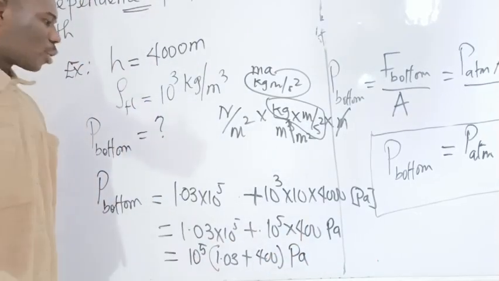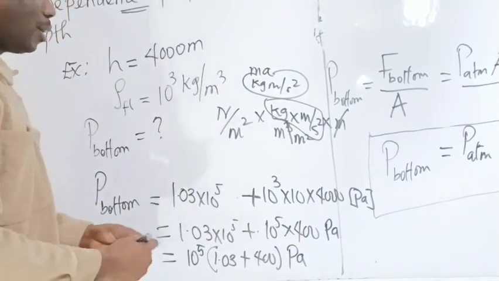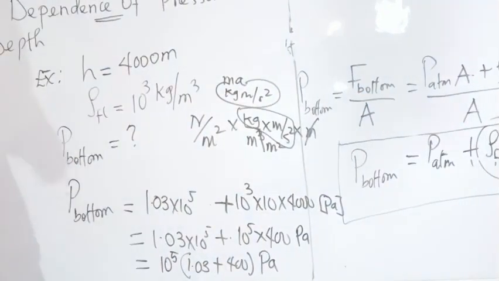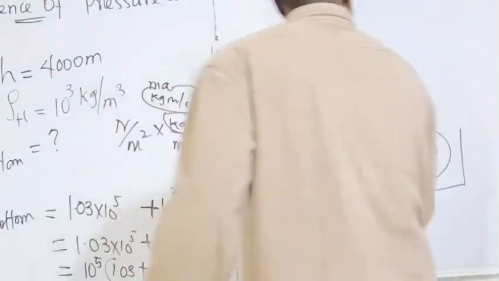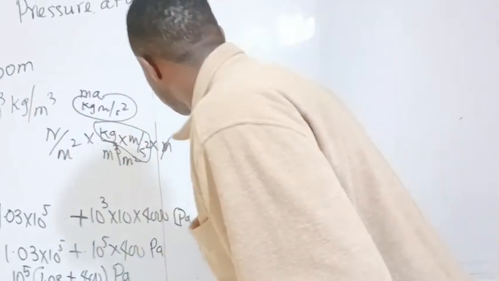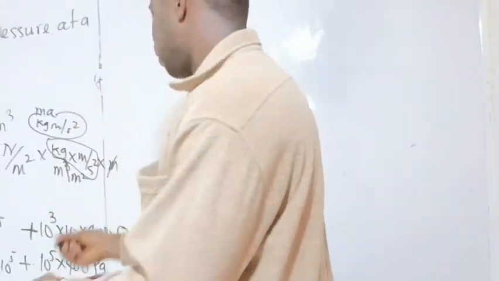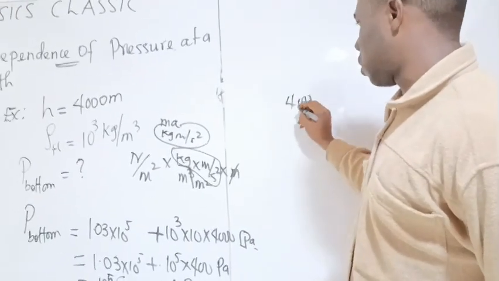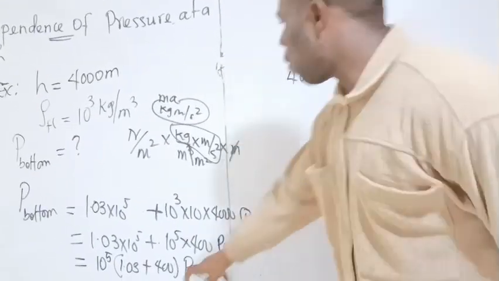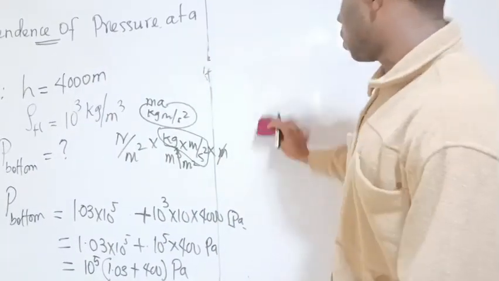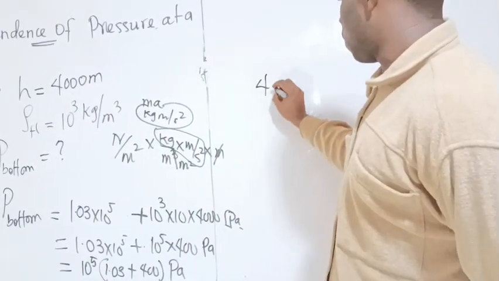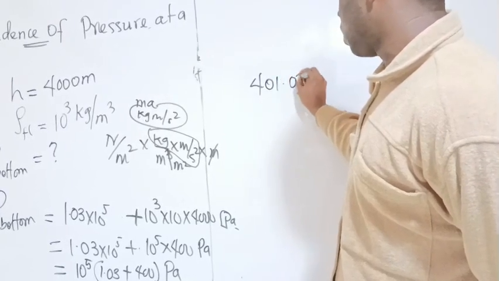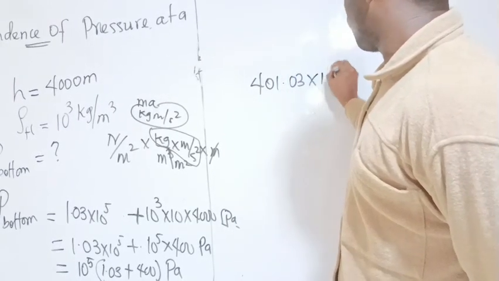So if you sum this up, it turns out that we have 400 plus 1.03, so this is 401.03 times 10 raised to the power 5 Pascal.